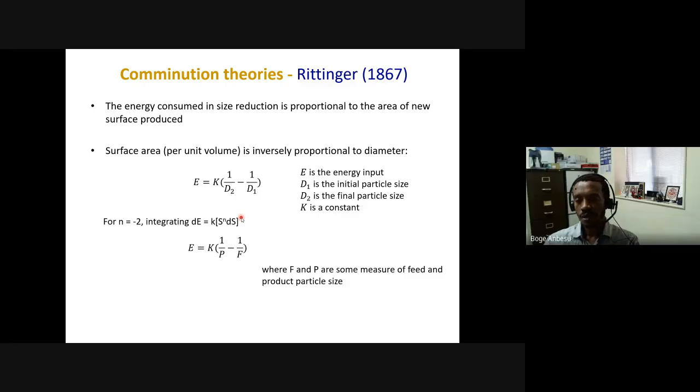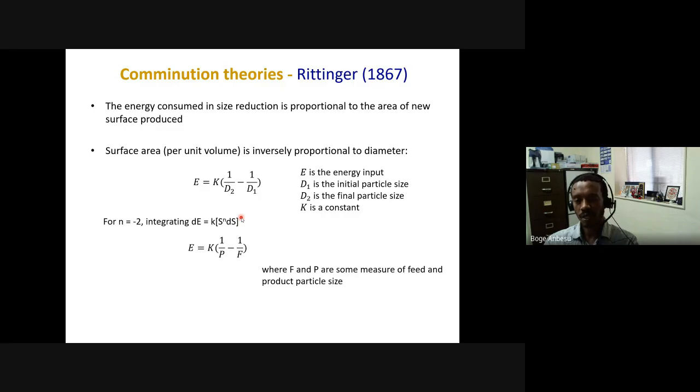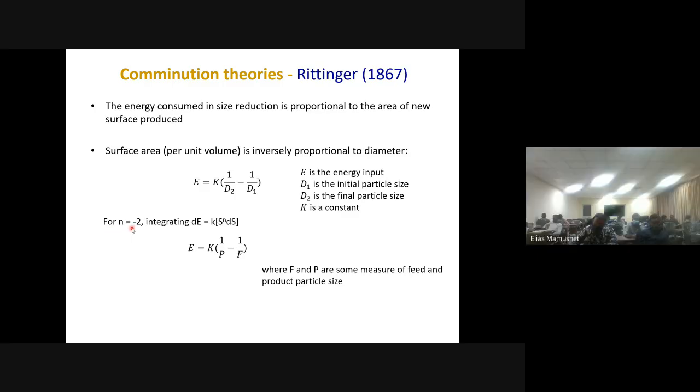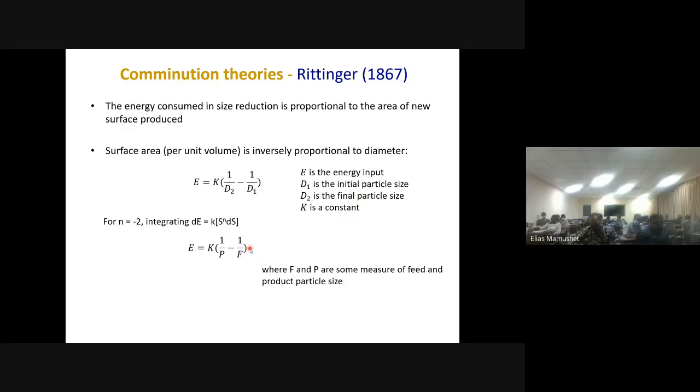But we also know surface area is inversely proportional to size, because we're making particles smaller and smaller to increase their surface area. So then what he did was, surface area is inversely proportional to particle size, or in this case diameter. So if you take n to be -2 in Rittinger's equation, you actually get this expression here. Okay. And from that expression, if I have an initial particle size and final particle size, it can be related to obtain this equation here.